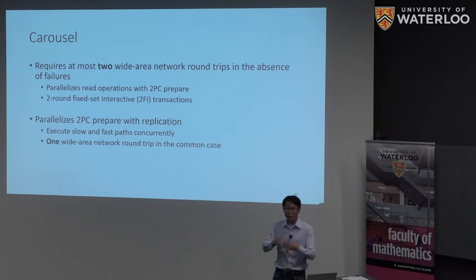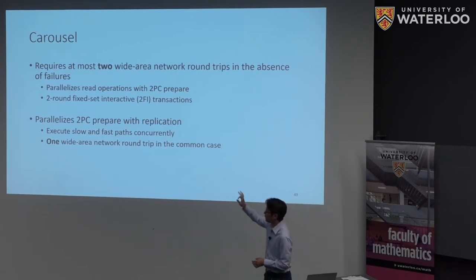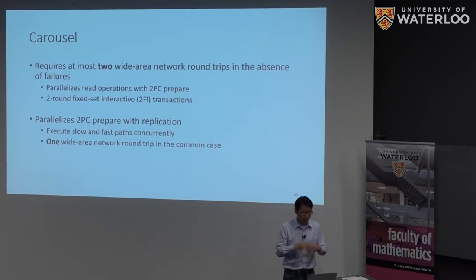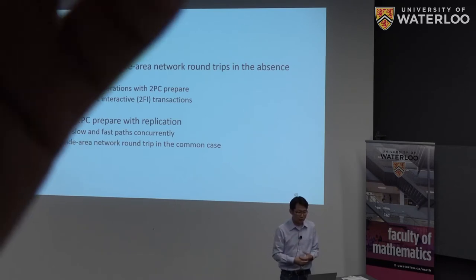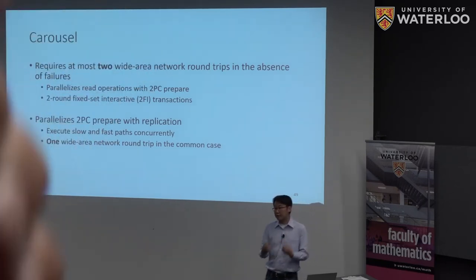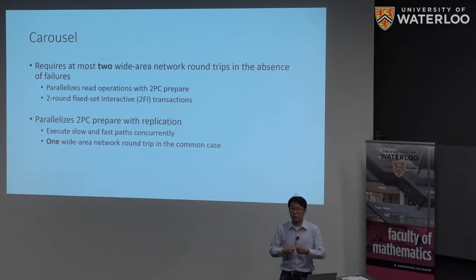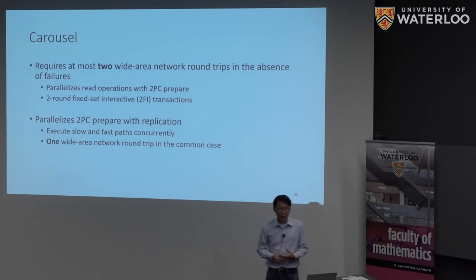It doesn't really follow the theme of consensus. But the second optimization does. This is where we try to parallelize our 2PC prepare with replication, with the consensus protocol itself. Okay? We do this by introducing a fast path that allows us to complete both of those phases in just a single round trip. And this borrows a lot of ideas from fast Paxos.